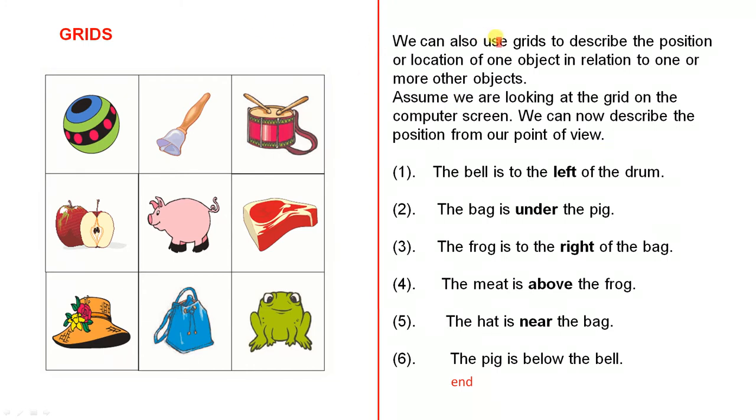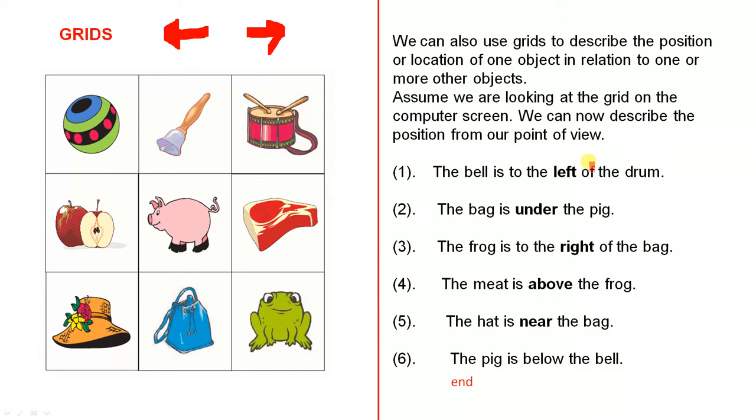Grids. We can also use grids to describe the position or location of one object in relation to one or more other objects. Assume we are looking at the grid on the computer screen. We can describe the position from our point of view. So the same as the last slide, that direction is left from where we're looking, and that direction is right, for example.